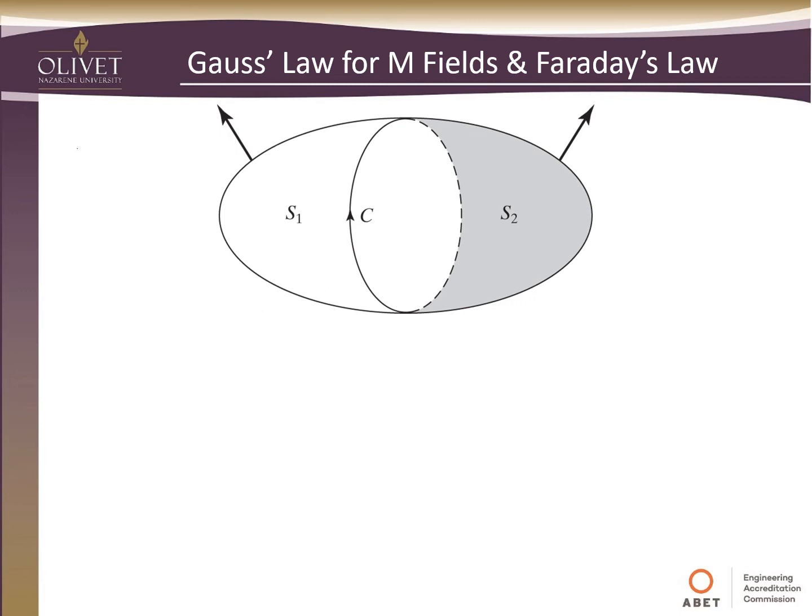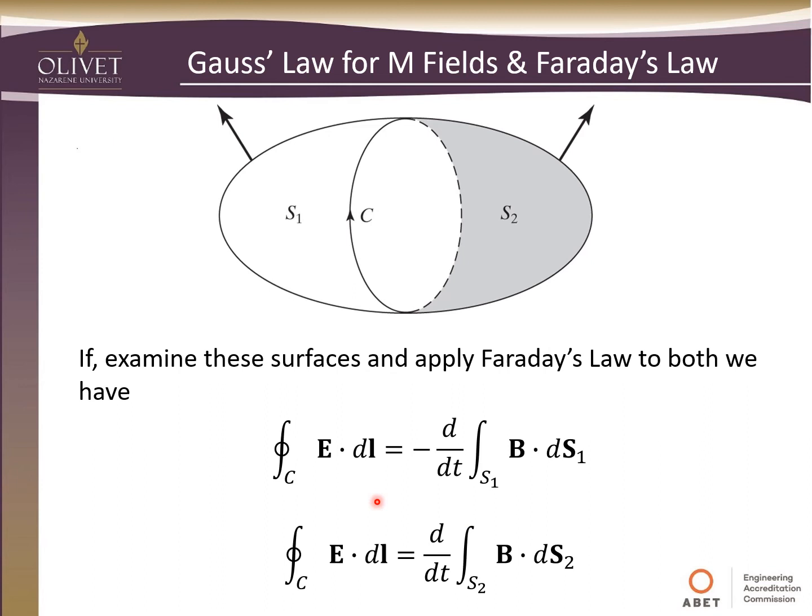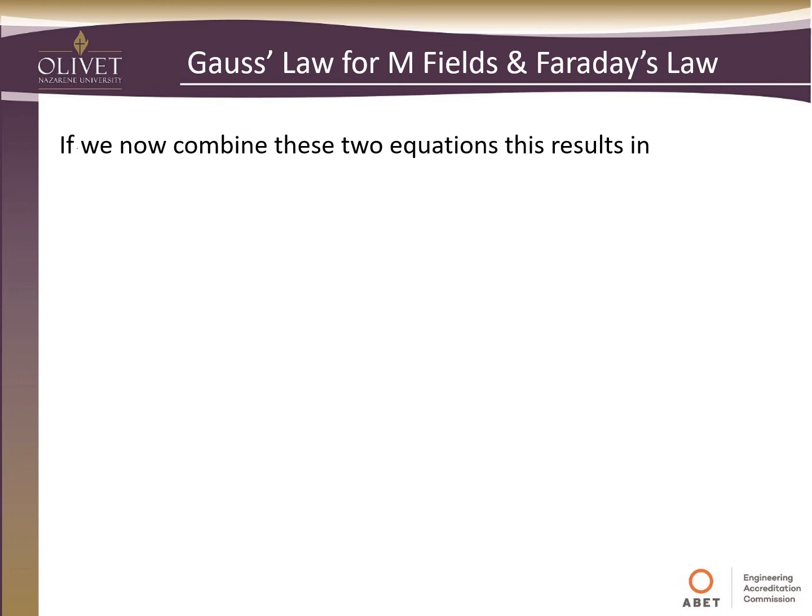If we examine these surfaces and apply Faraday's law to both sides, we have that the integral around the closed path of the E field dotted with dl should be equal to the time derivative of the magnetic flux density across the surface. So we've got that for surface one. The exact same quantity should be equal to the same time derivative of the integral across surface two. If we now combine these two equations, much like before, we'll have the result that the time derivative of the magnetic flux density over surface one should equal the time derivative over surface two of the magnetic flux.